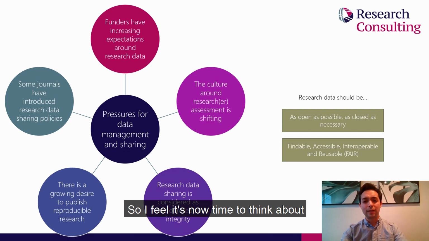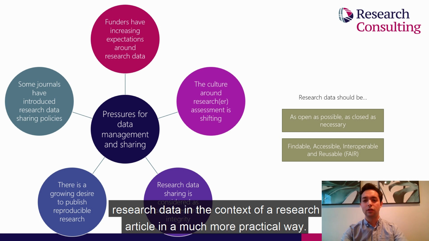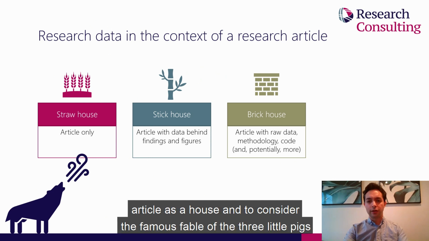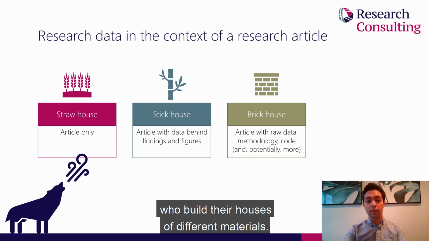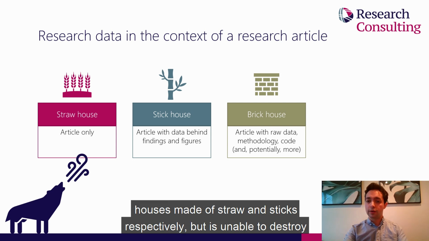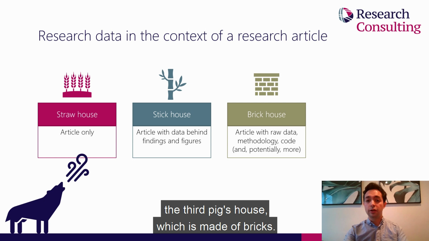So I feel it's now time to think about research data in the context of a research article in a much more practical way. I'd like you to think of a research article as a house, and to consider the famous fable of the three little pigs who build their houses of different materials. As the story goes, a big bad wolf blows down the first two houses, made of straw and sticks respectively, but is unable to destroy the third pig's house, which is made of bricks.